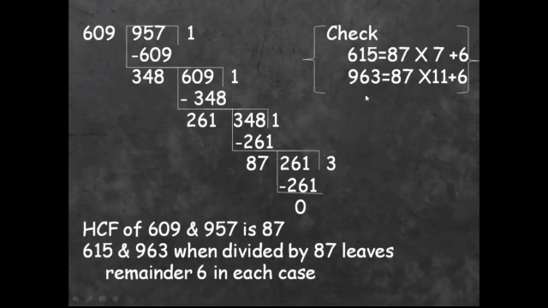Let us check. On multiplying 87 by 7, I got 609 and I'm adding 6, that is the remainder. Similarly, 87 multiplied by 11 plus 6, I'll get the other number, that is 963. So we can say that when we divide 615 and 963 by 87, it will leave remainder 6 in each case.